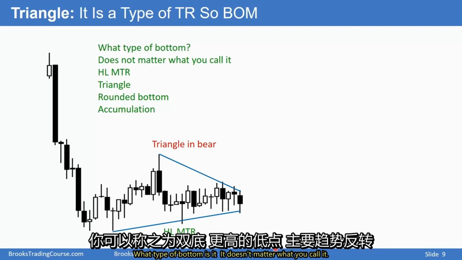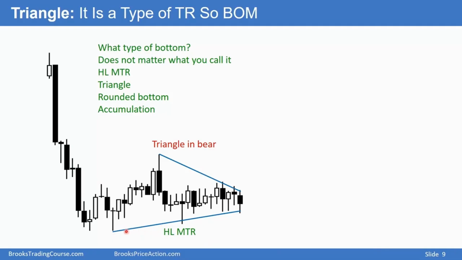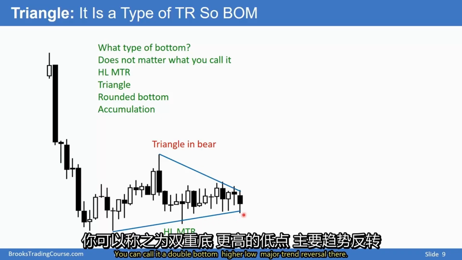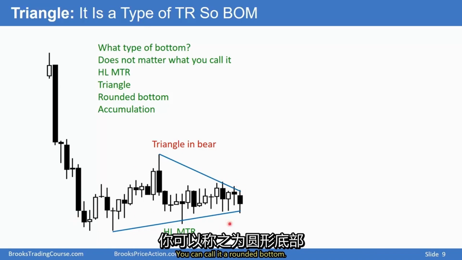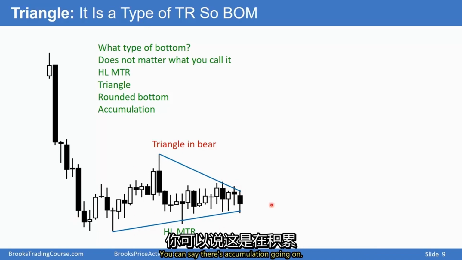What type of bottom is it? It doesn't matter what you call it. You can call it a double bottom, high or low, major trend reversal here. You can call it a double bottom, high or low, major trend reversal there. You can call this a low two short, leg one, pullback, leg two. You can call it a triangle. You can call it a rounded bottom. You can say there's accumulation going on. It doesn't matter what you call it.